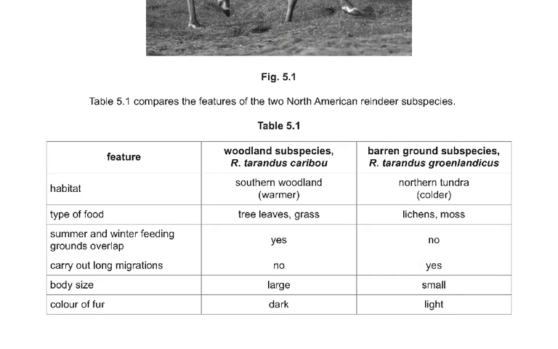Table 5.1 compares the features of the North American reindeer subspecies. So we have the habitat that was south woodland warmer, north tundra colder, type of food trees, leaves and grass. Here there was lichens and moss. Summer and winter feeding grounds overlap, yes, no. Carry out long migrations, no, yes. Body size large, small, and color of fur dark and light. Please read this very carefully and then read the rest of the question.